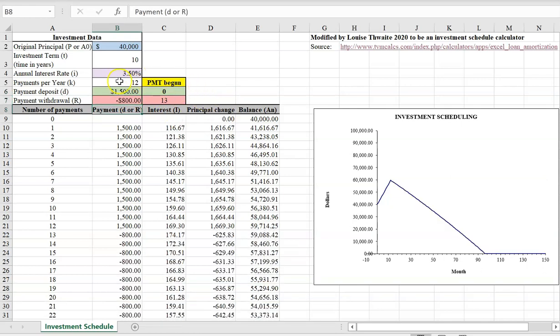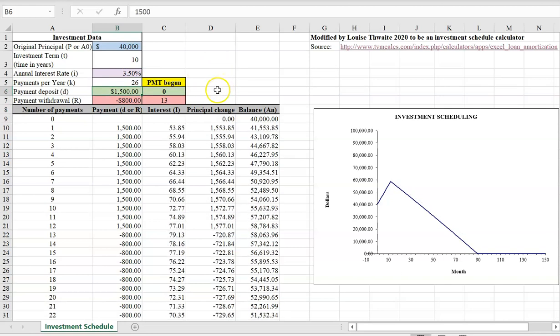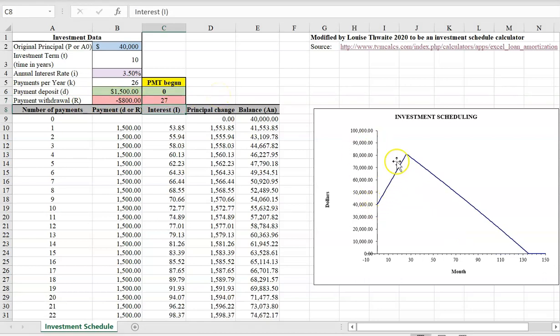Now, if we change the payments per year, we've got to change that to 26 to be fortnightly, which also means that we want to change the payment withdrawal to start after that whole year. So that means we want that to start on the 27th payment. So you can visually see the effect on the balance.